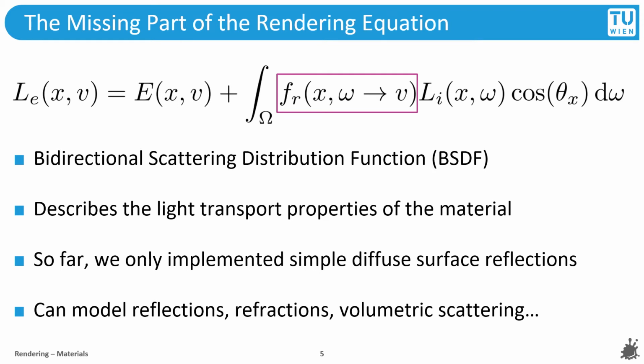In the case of direct lighting, which we saw before, v would be the view ray, x the point the view ray hits, and omega would be the direction we follow to find a light source, or not.